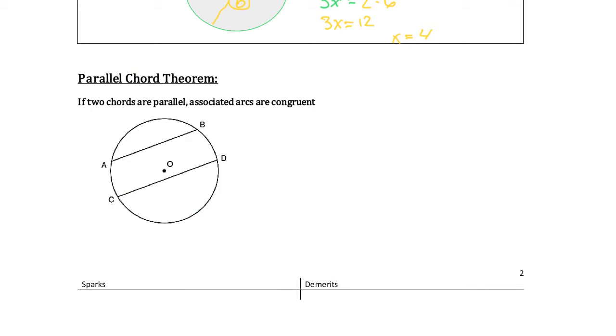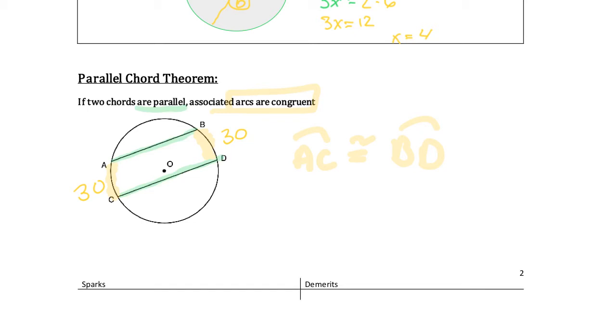So the other thing about chords that we didn't go over is something super quick and easy. It's called the parallel chord theorem. If we have two chords that are parallel, so AB is parallel to CD, then the arcs are congruent. And the arcs they're talking about is between those two parallel chords. So arc AC is congruent to BD. So if AC was 30 degrees, BD would also be 30 degrees. So we could fill in those arcs.